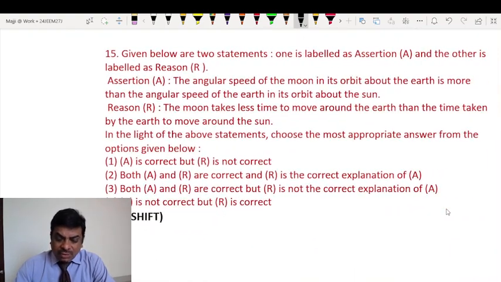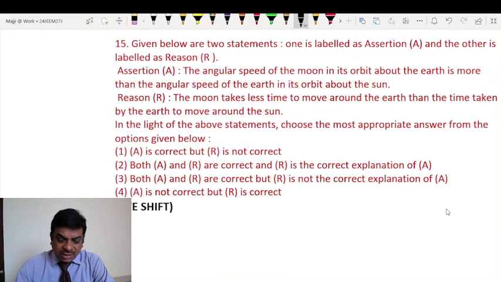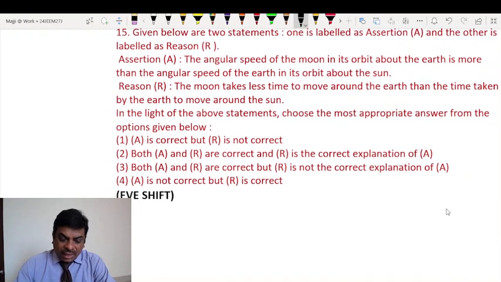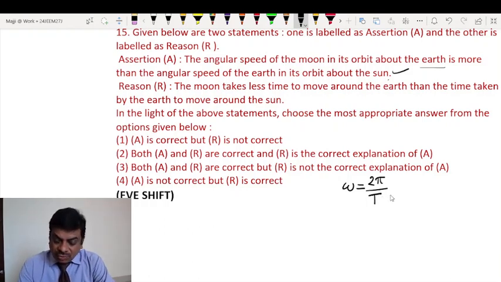Given below are two statements. One is labeled assertion and the other is reason. We can see: the angular speed of the moon in its orbit about the earth is more than the angular speed of the earth in its orbit about the sun. This is true, students, because how do you calculate angular speed? It is angular displacement in one rotation upon period of rotation. So for the moon, period of rotation is around 27 days, slightly less than 1 month, whereas for Earth, it is around 365 1/4 days.